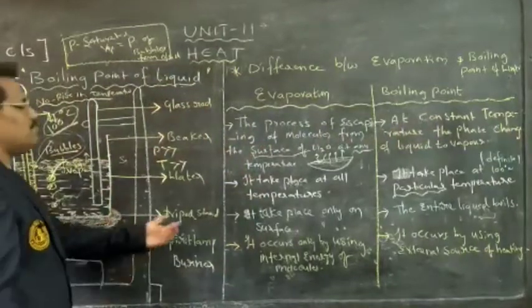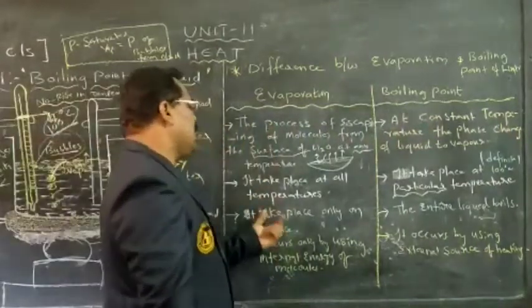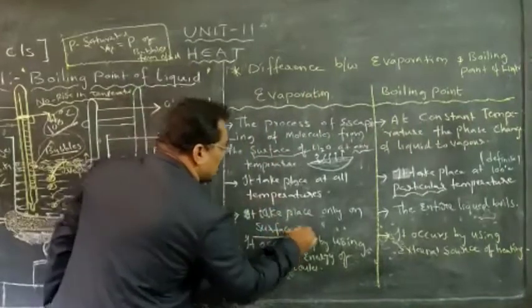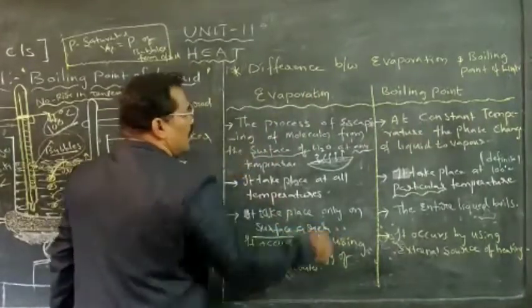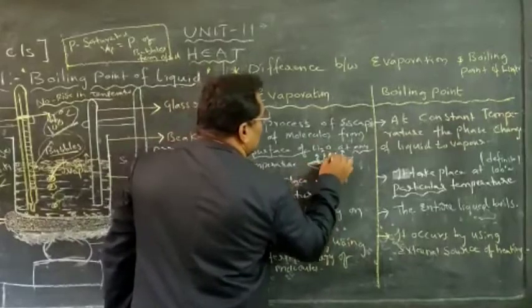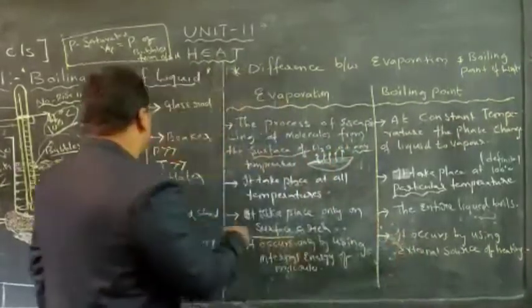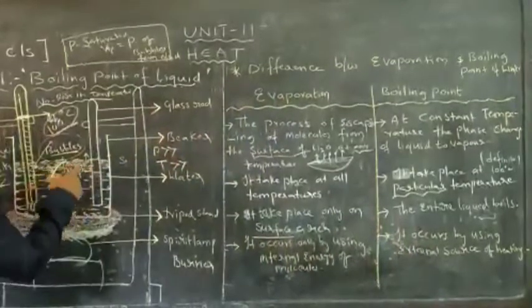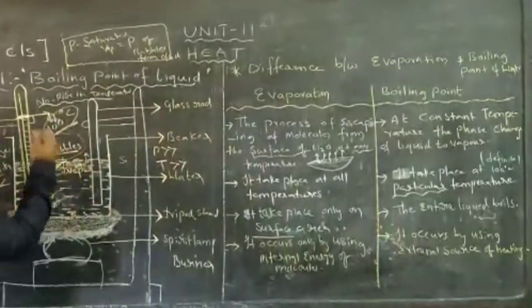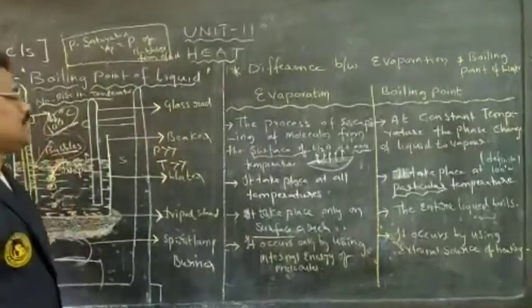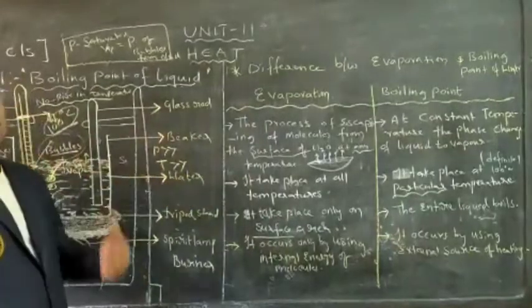Next one is what? Evaporation takes place only on the surface area. On the surface area only the evaporation is taking place. But whereas in boiling, the total liquid that we have taken in this particular beaker is boiling. That is the difference we can give.